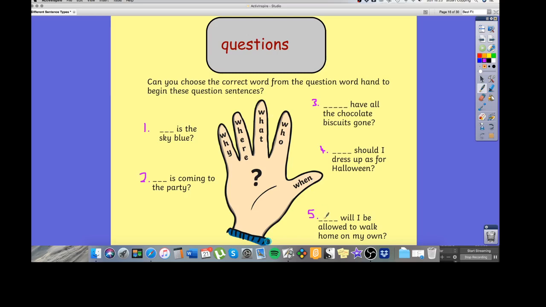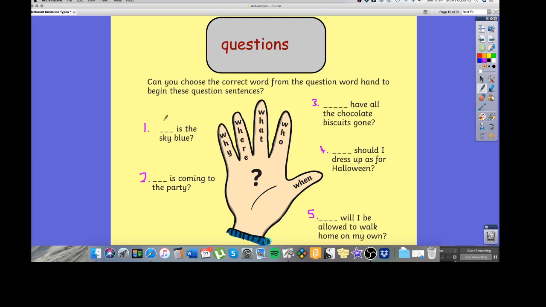And then the last one, why will I be allowed to walk home on my own? Where will I be allowed to walk home on my own? What will I be allowed to walk home on my own? Who will I be allowed to walk home on my own? When will I be able to walk down? So hopefully you've decided which one goes where. If you haven't, pause the video now because I'm going to go through the answers.